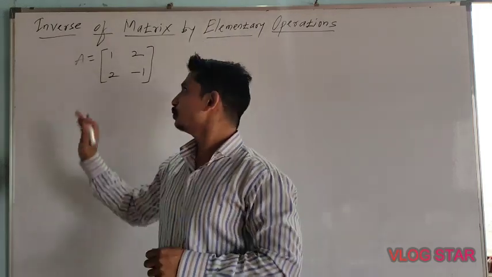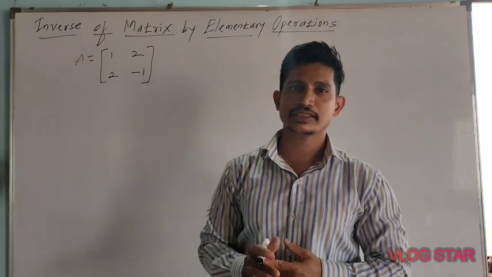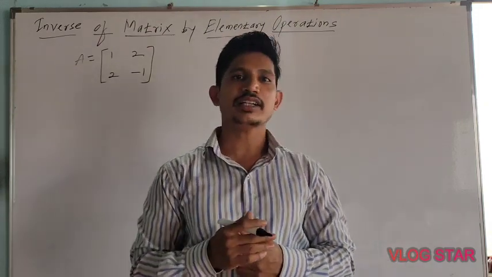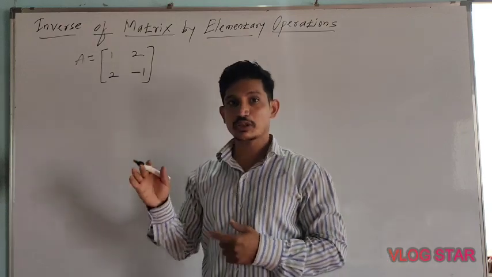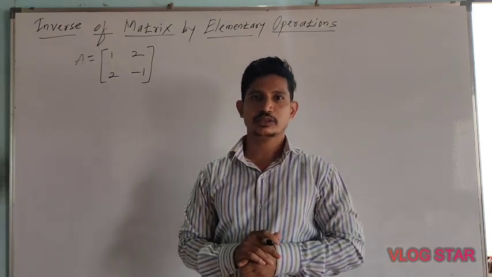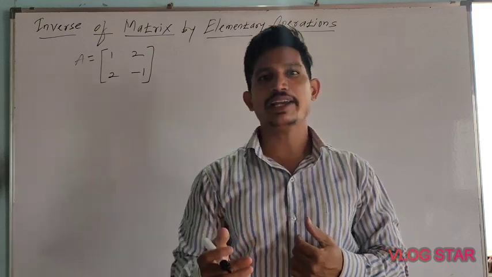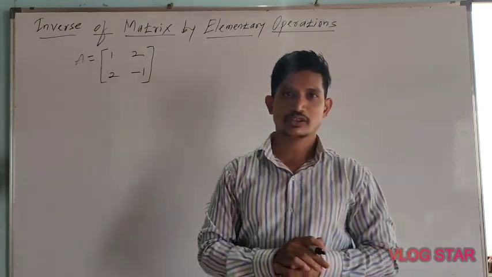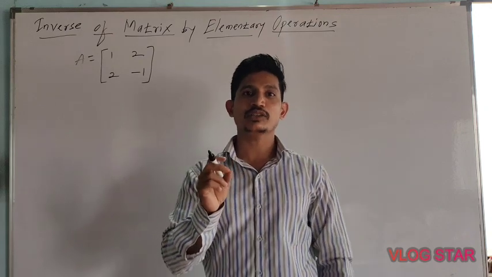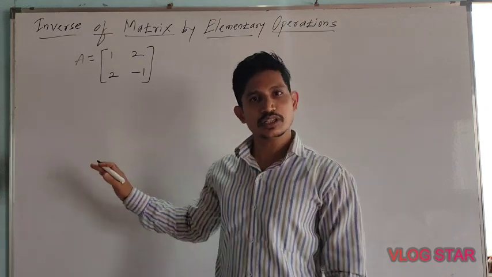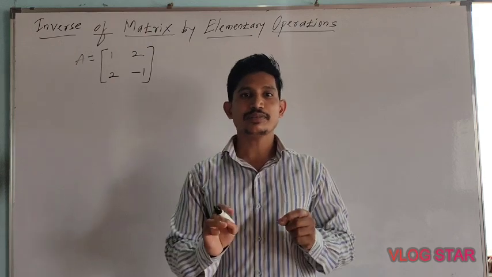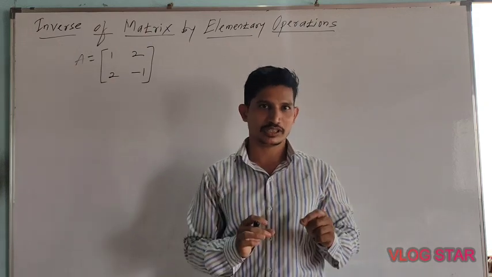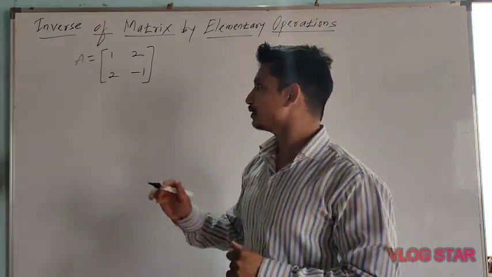Now to find the inverse of this matrix there are two methods. We can find the inverse of a matrix by using only row operations, or we can find the inverse of a matrix by using column operations. So remember that if you are using row operations, use only row operations. If you are using column operations, then use column operations only.